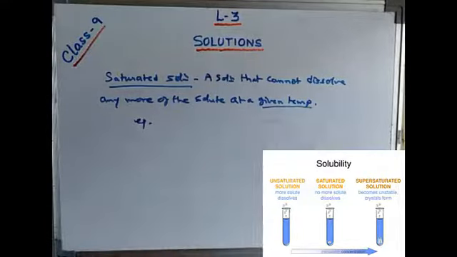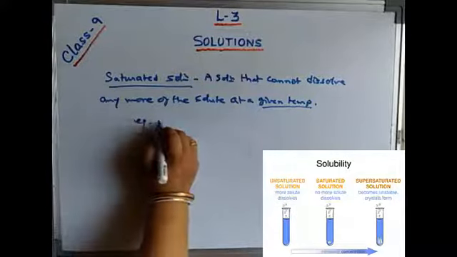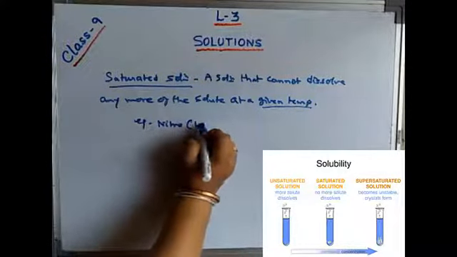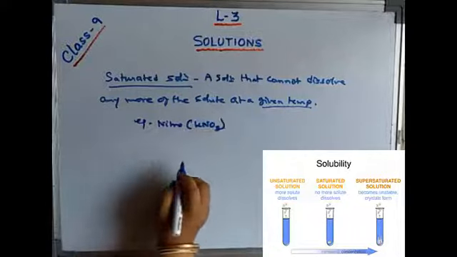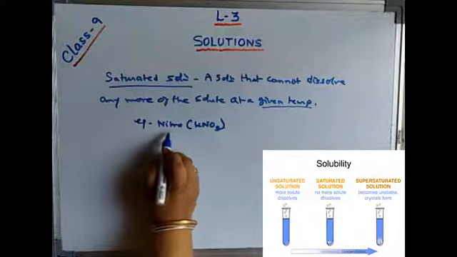It means that at a particular temperature, if you start dissolving a solute in a given amount of solvent, a time will come when no more solute can be added to the given amount of solvent at that temperature. Let us take an example. Niter, which is also known as potassium nitrate. Now this niter is highly soluble in water.